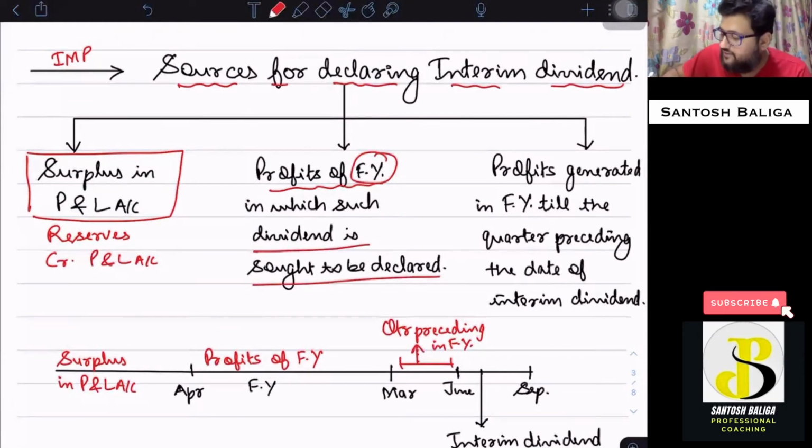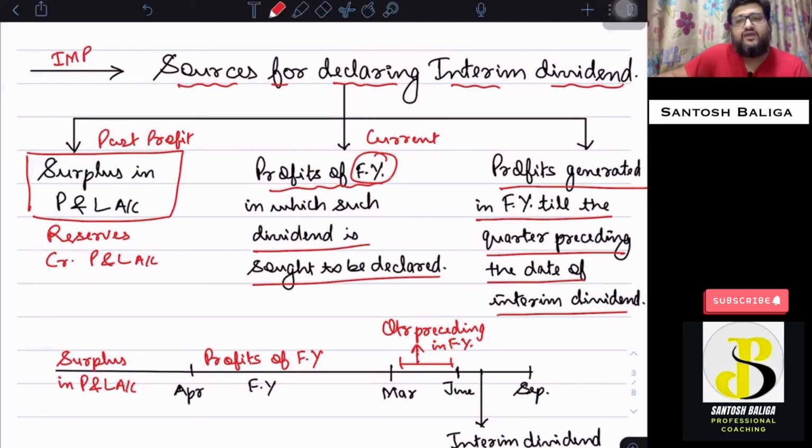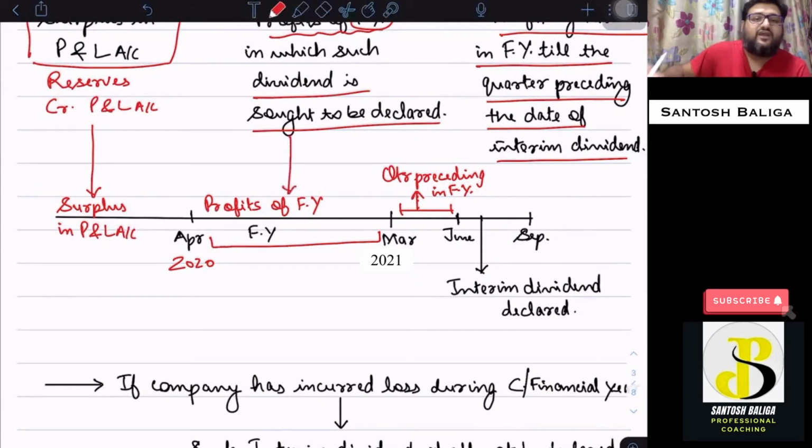And profits may be generated in the financial year till the quarter preceding the date of the interim dividend. So it may be also given through the profits which are generated in the financial year till the quarter preceding the date of the interim dividend. Let us understand this from an example perspective. Now, in case the financial year for which the dividend is being provided, the surplus of past profits can be used by the company to provide for the interim dividend, or the company may use the profits of the financial year 2021.